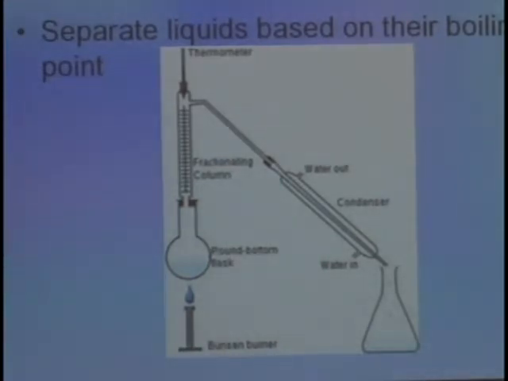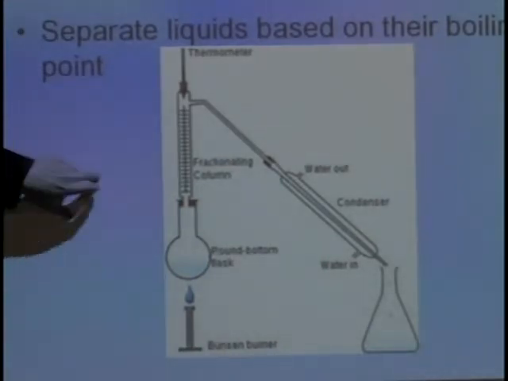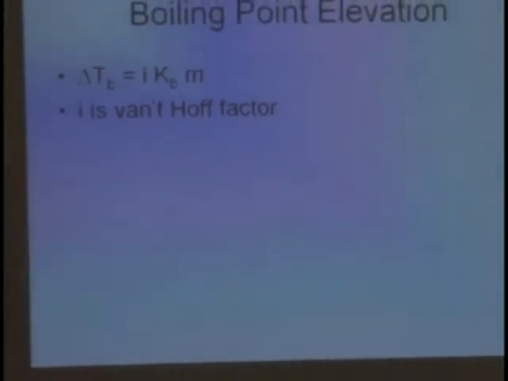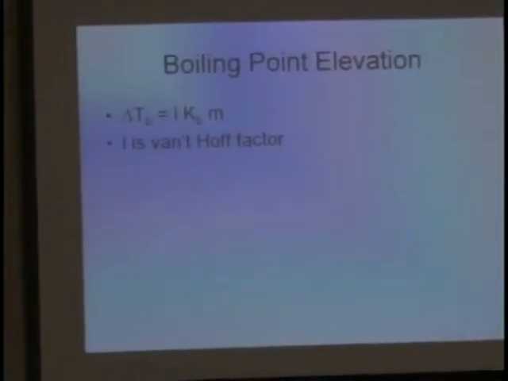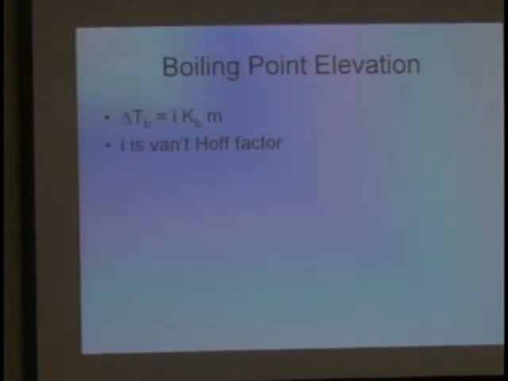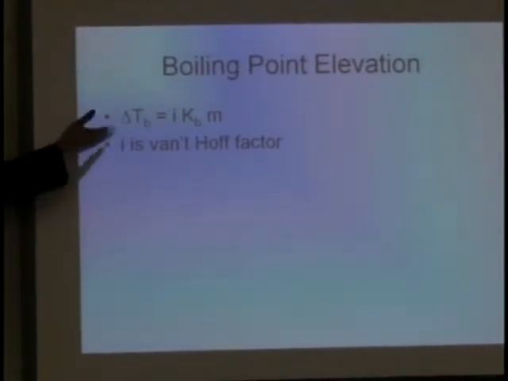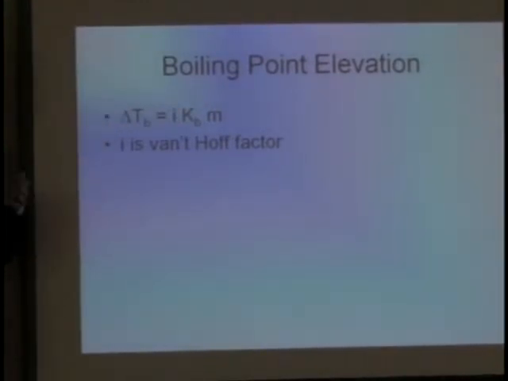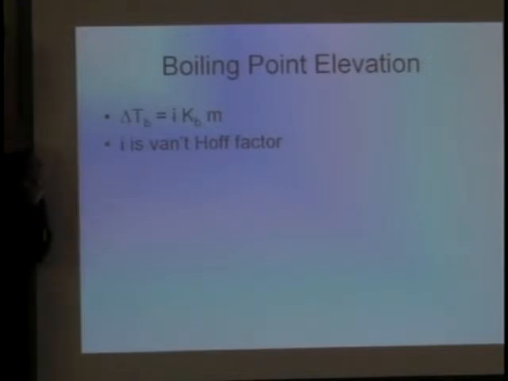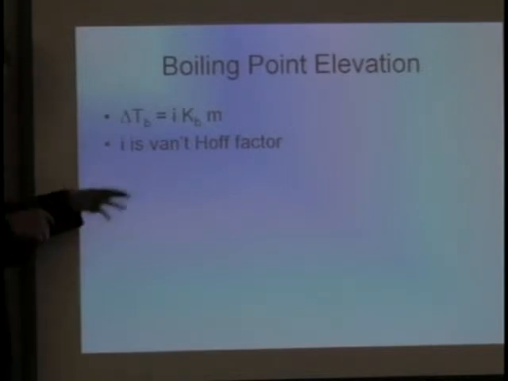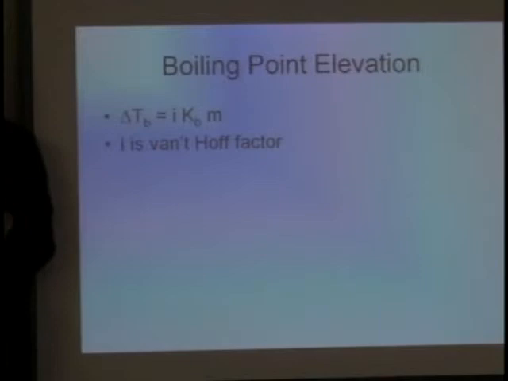But that's what a fractional distillation would look like. The second colligative property is referred to as boiling point elevation. I'm not going to actually show you a calculation for this one. Delta TB, again, is referring to the change in boiling point, which will go up when you add a solute. The i is referred to as the Van't Hoff factor.